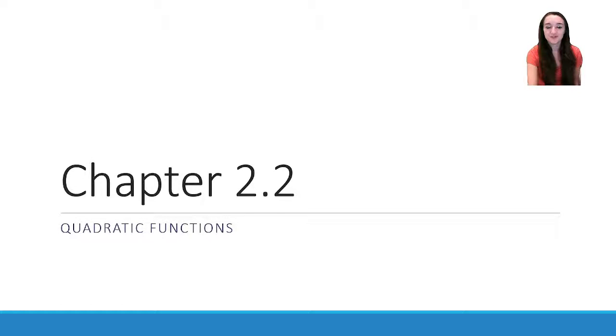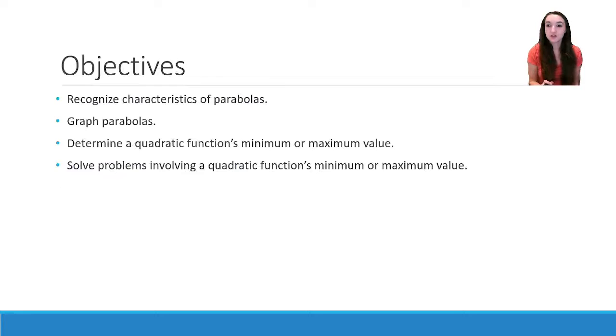Chapter 2.2, Quadratic Functions. So in this unit, we'll be looking at first quadratics followed by other types of polynomials and finishing off with rational functions. We'll look at how to graph these functions, how to find various properties about them, etc.